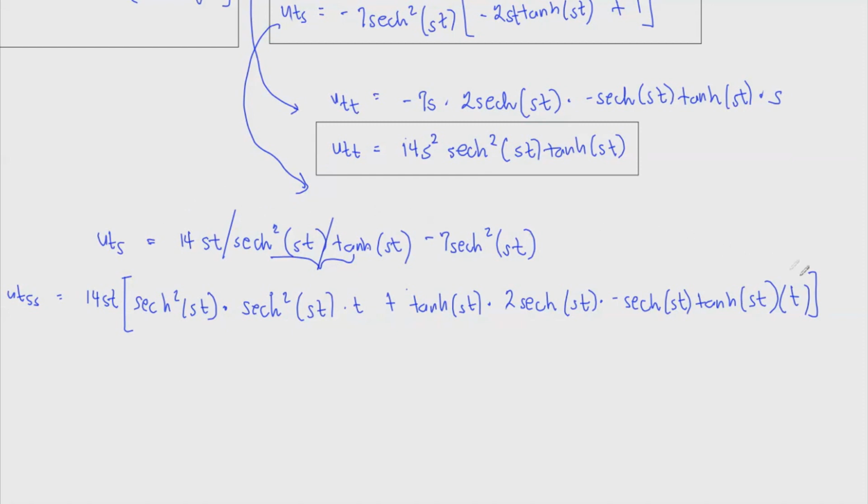So I would have to add this secant h squared of st tangent h of st, and then I need to multiply this with the derivative of 14st, so that will be 14t, because I'm differentiating with respect to s. Okay, so that's for the first term. Now for the second term, we have minus 14 secant h.